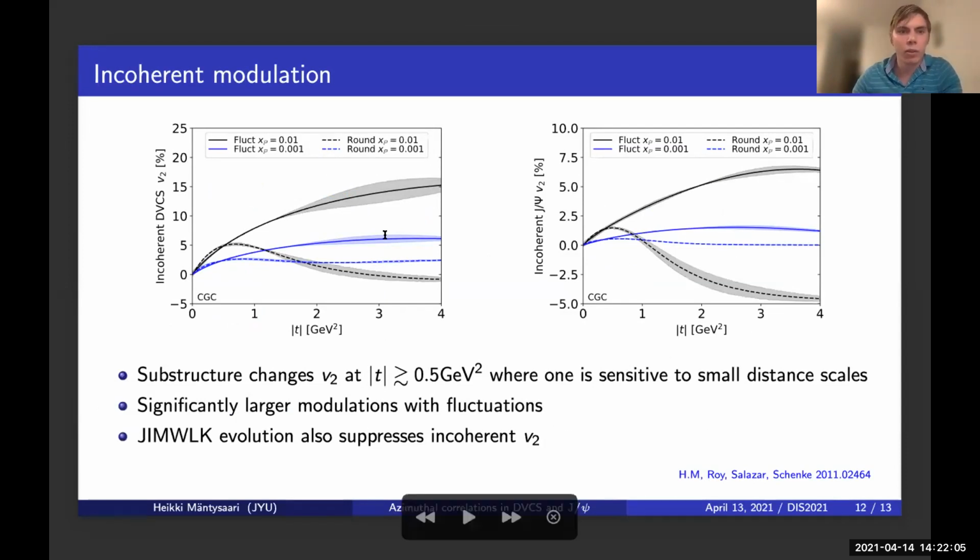Now, we didn't go that far yet. What we did is to calculate incoherent DVCS and incoherent J/psi production, and then again extract the vn fluctuations. What I'm showing here is the v2 on the left for DVCS. The solid lines are obtained with the fluctuating proton structure, and the dashed lines have no fluctuating geometry. And when we go to high enough t, say above 0.5 GeV squared, one is then sensitive to small enough distance scales to actually see a significant effect from the substructure, both in case of DVCS and in J/psi production.